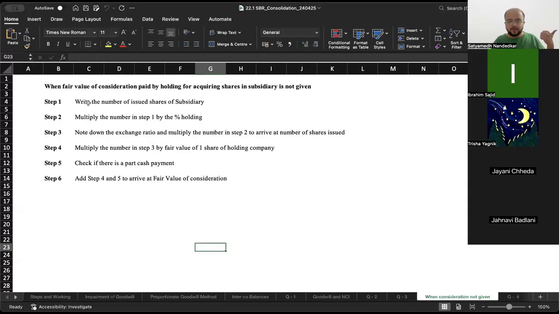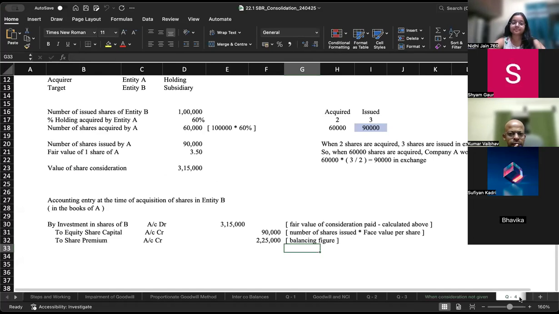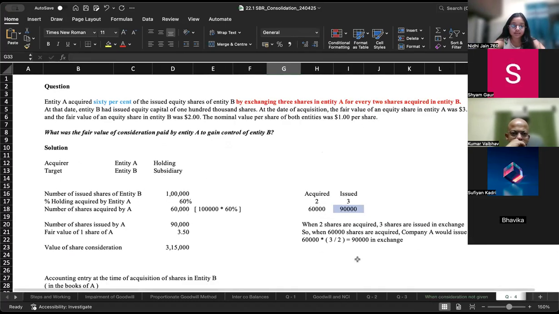So two parts will be made. Number of shares issued by the subsidiary, multiply the number in step 1 by the percentage holding. So subsidiary has 1 lakh shares, you have acquired 80% of it, so shares acquired is 80,000. Note down the exchange ratio to arrive at the number of shares issued. Multiply the number of shares issued with the fair value of one share of the holding company. You will get the value of share consideration. Just have a look at this question and also have a look at the solution. All this has already been done in our class by the way.